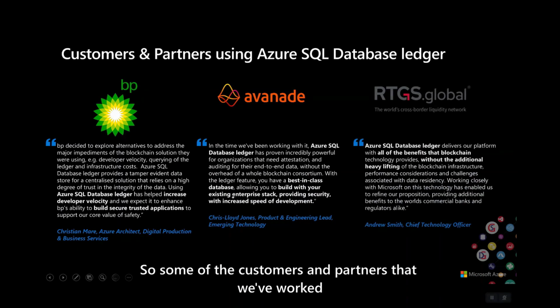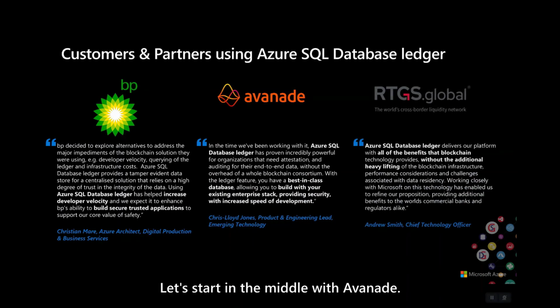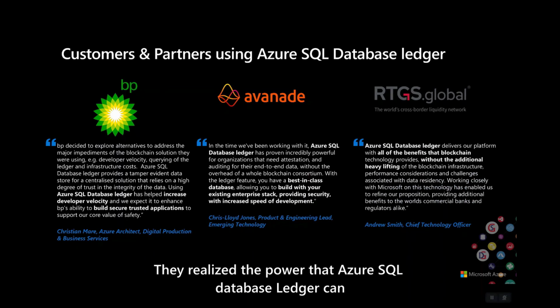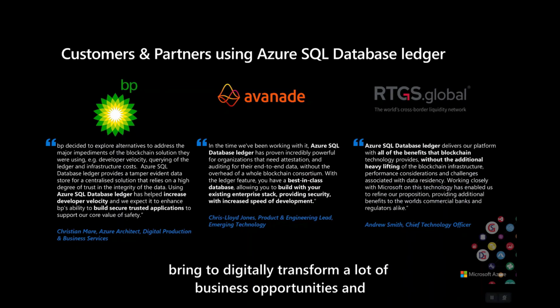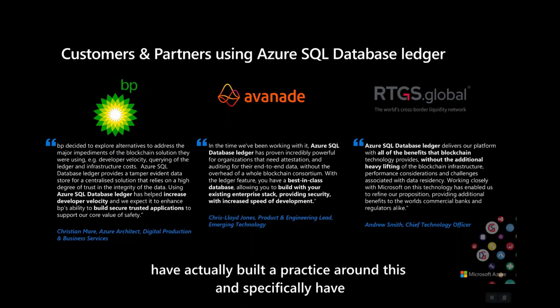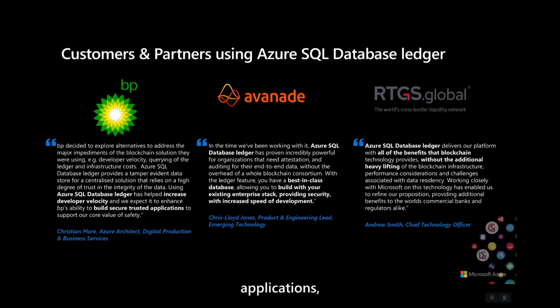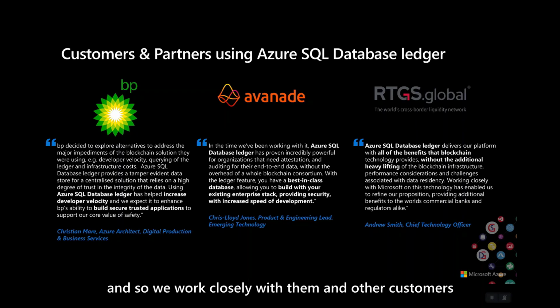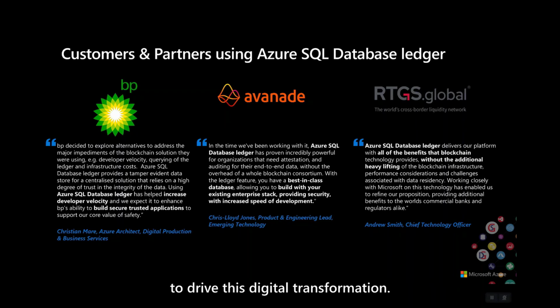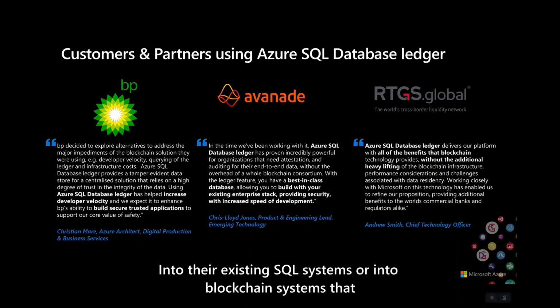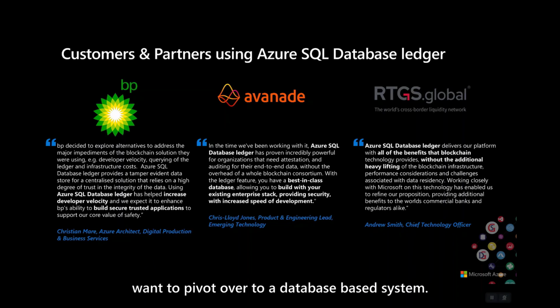So, some of the customers and partners that we've worked with. Let's start in the middle with Avanade. Avanade is a partner that has a long history working with Microsoft. They realized the power that Azure SQL Database Ledger can bring to digitally transform a lot of business opportunities, and have actually built a practice around this, and specifically have stood up a GitHub repo with some samples and example applications. And so we work closely with them and other customers to drive this digital transformation into their existing SQL systems or into blockchain systems that want to pivot over to a database-based system.